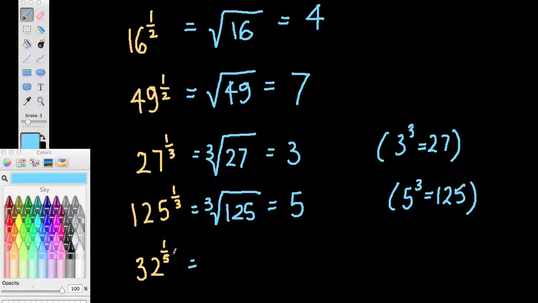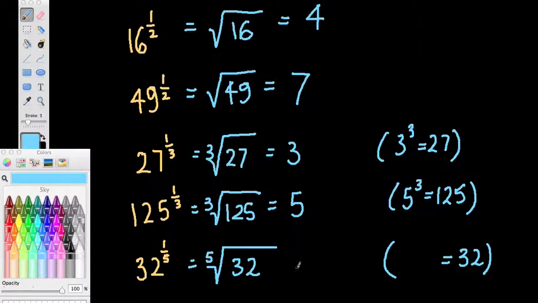32 to the power of 1/5. Now, if you can remember our general rule before, you can remember that if you've got this denominator of 5, that tells you what root we go to. So it must be the fifth root of 32. So this is saying what number to the power of 5 gives me 32? What number to the power of 5 will give me 32? Now, have a think about it.